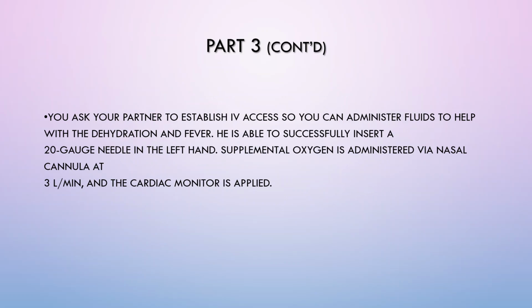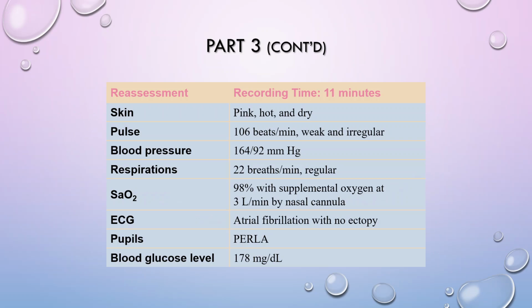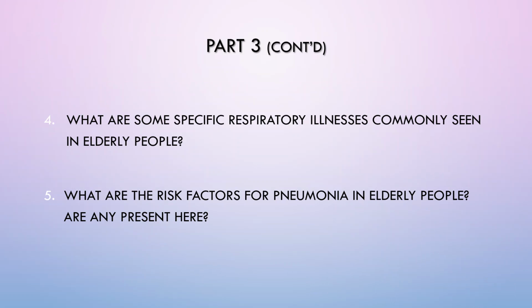Well, we definitely need to start some IV access, right? We need to get some fluids to help with the dehydration and the fever. You're able to get a 20 gauge in the left hand. We start some supplemental oxygen, 3 liters, cardiac monitors applied. Only thing really different here, our SpO2 comes up because now we're about 98% with supplemental oxygen. Your ECG shows AFib. Alright, and the blood glucose is 178.